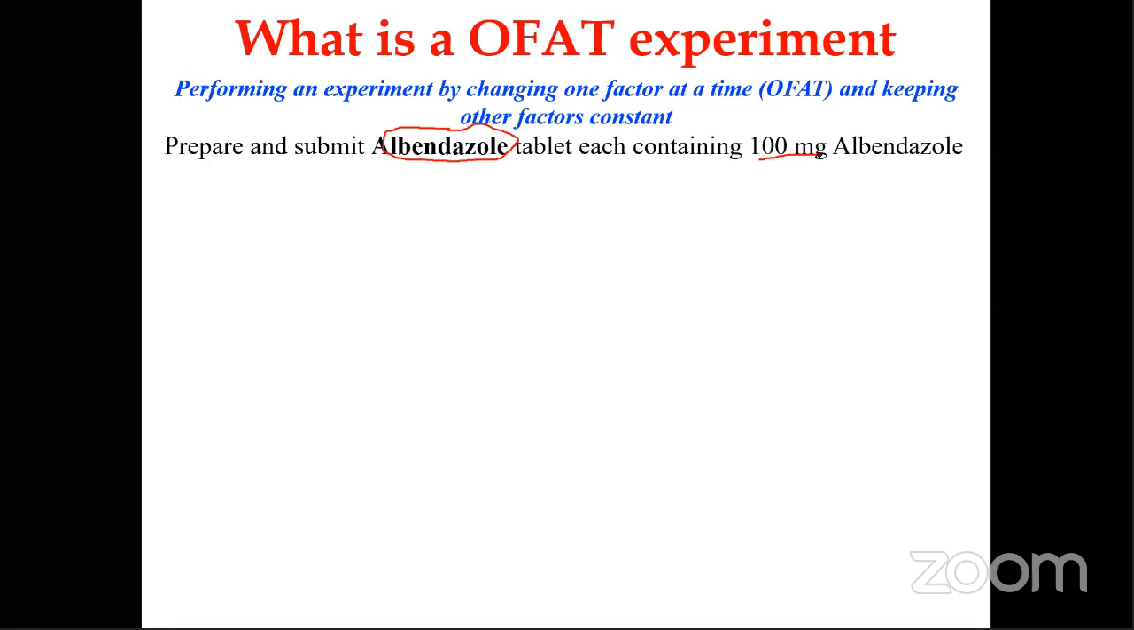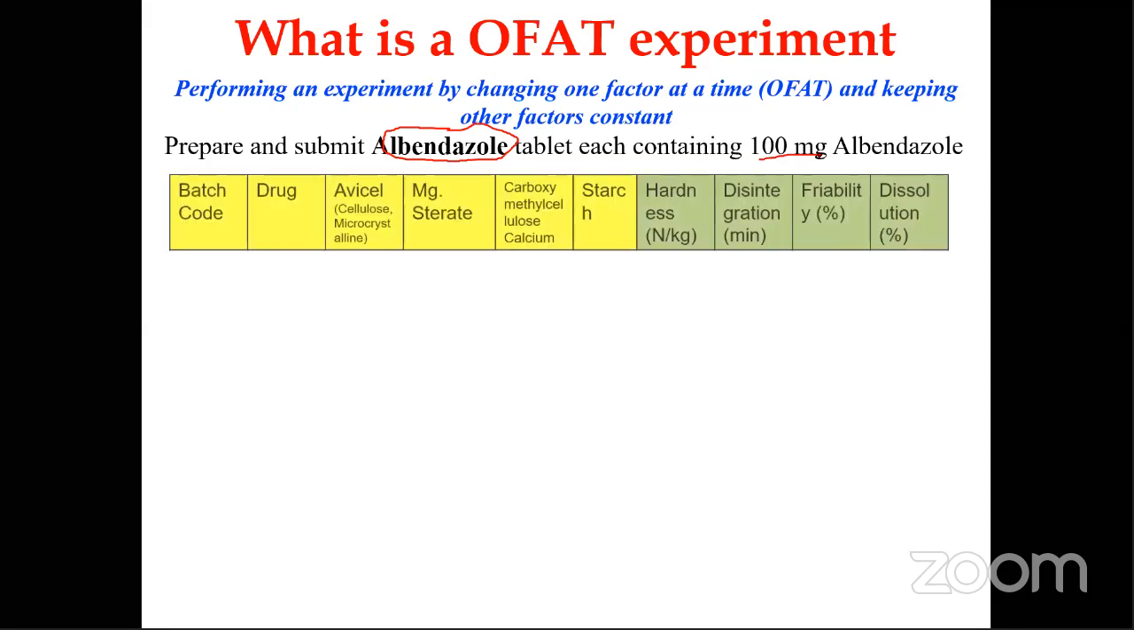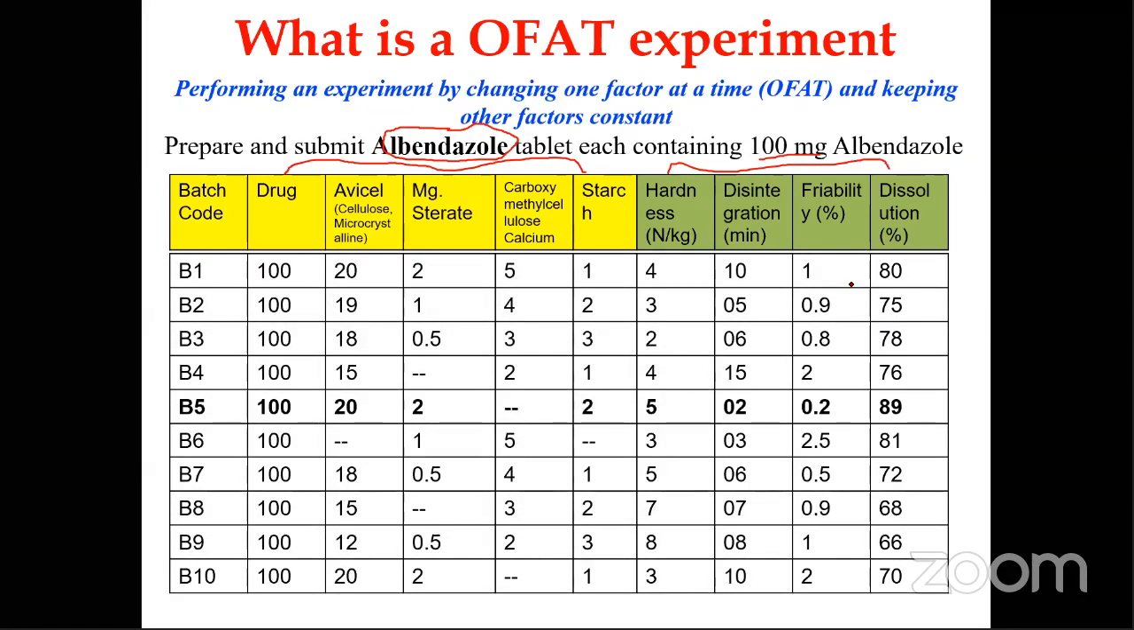When a teacher asks a group of people, an individual student in the PG or UG, how they are preparing tablets, they go to the punching machine and punch a tablet, just mixing something, without understanding the reason, what an excipient is, what it is used for. So usually the student will put a table like this: the batch code, drug, excipients, and these are the responses you have to measure, like hardness, disintegration, friability, and dissolution.